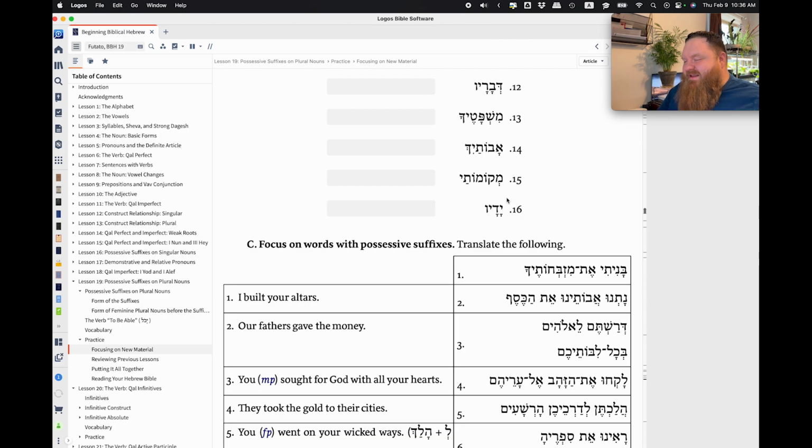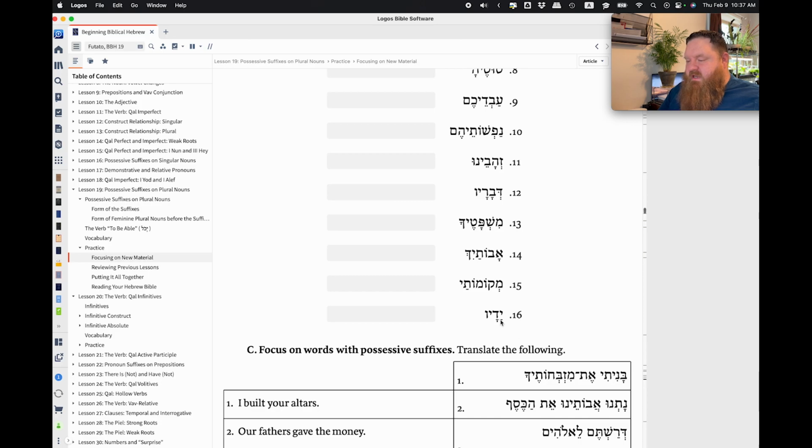All right, number 15, we've got makomotai. I think the accent here is on the otai, makomotai. The yod tells me 1 cs, my, and so if we've got my, makom, ot, makom is going to be like a location, a place, but this is the construct form in the feminine plural form. So my places is what this is.